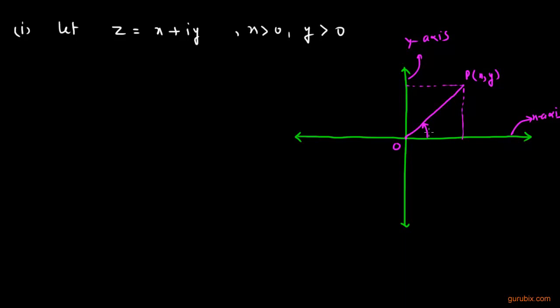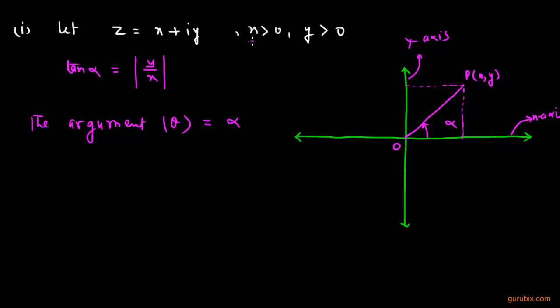we have a positive angle. Suppose we denote this acute angle by alpha, which satisfies the condition tan alpha equals mod y over x, where y is the imaginary part of the complex number and x is the real part. Then the argument, or we can say amplitude, which we denote by theta, is equal to alpha. In this condition, where both real part and imaginary part are positive, the argument will be equal to alpha, where alpha is the acute angle satisfying tan alpha equals mod y over x.